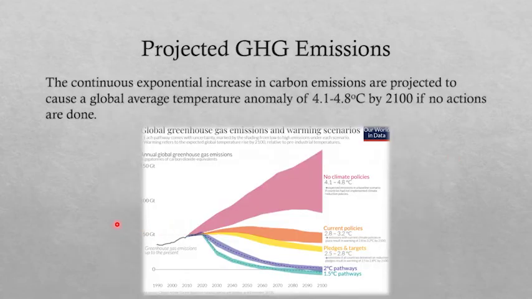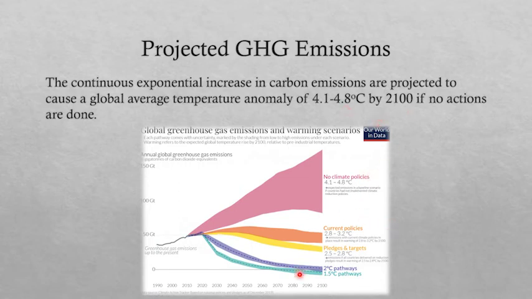So now that we are already at the 0.8 degrees Celsius global average temperature anomaly, what can we expect in the future? The continuous exponential increase in carbon emissions is projected to cause a global average temperature anomaly of 4.1 to 4.8 degrees Celsius by 2100, or by the end of this century, if no actions are taken. The change of 4.1 to 4.8 degrees Celsius in the temperature anomaly is very devastating to all of us. What would happen is sea levels would rise, islands would be underwater, there would be mass extinction in the oceans and on the lands, and we will be unable to grow our food. That is, if we are not taking action.